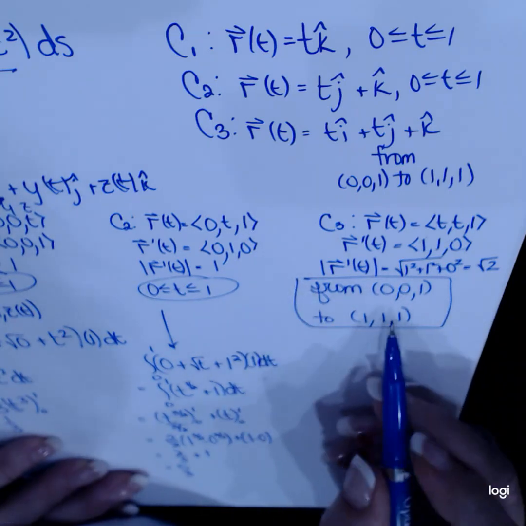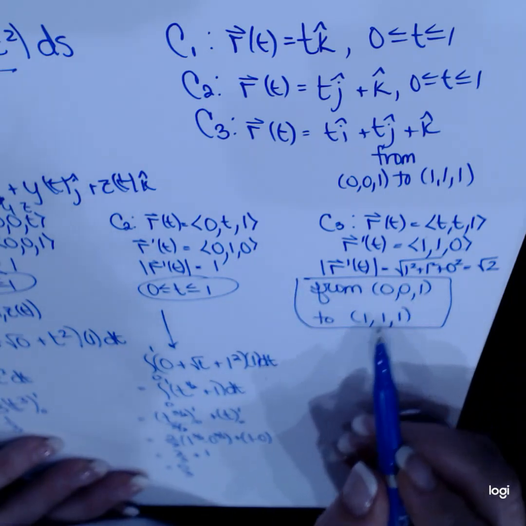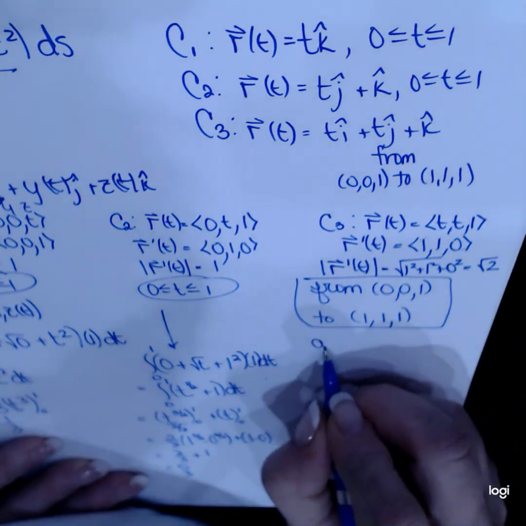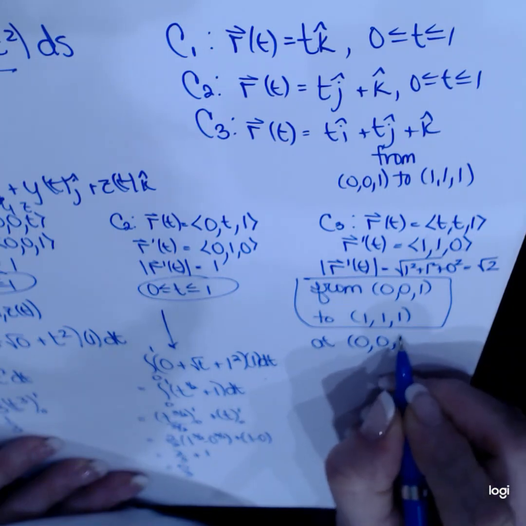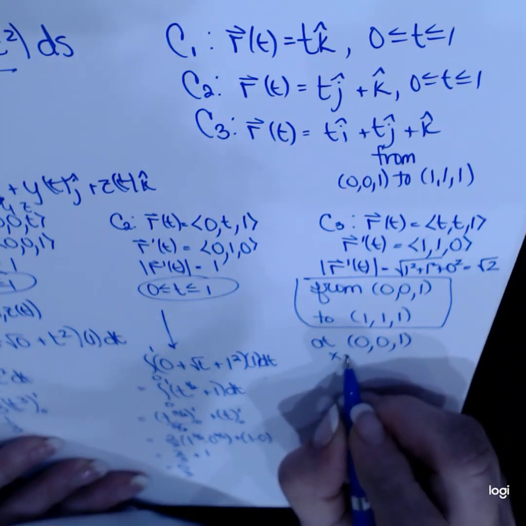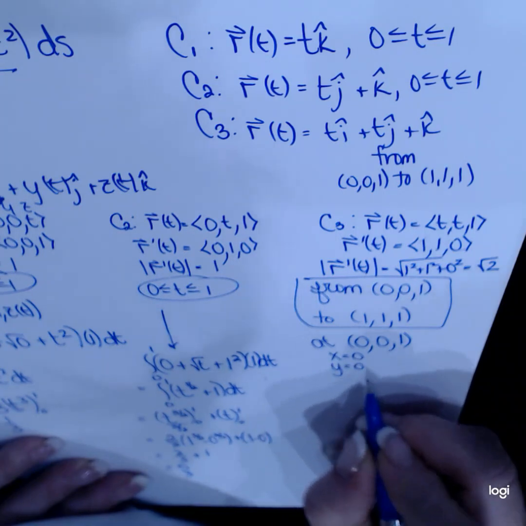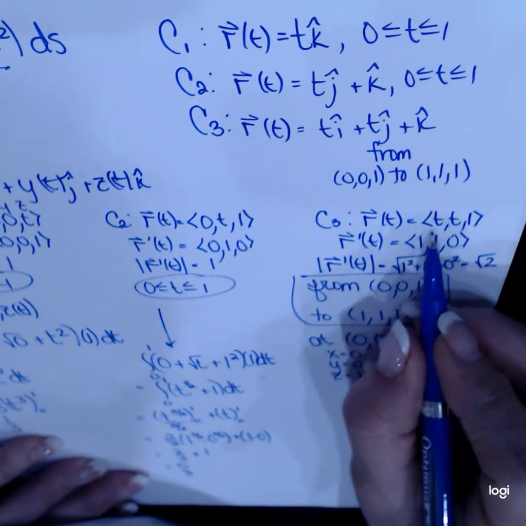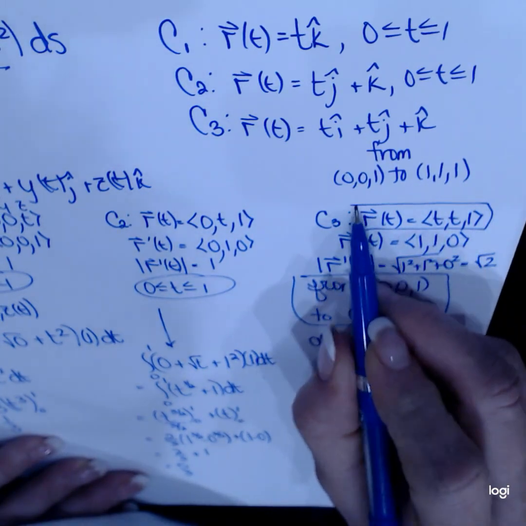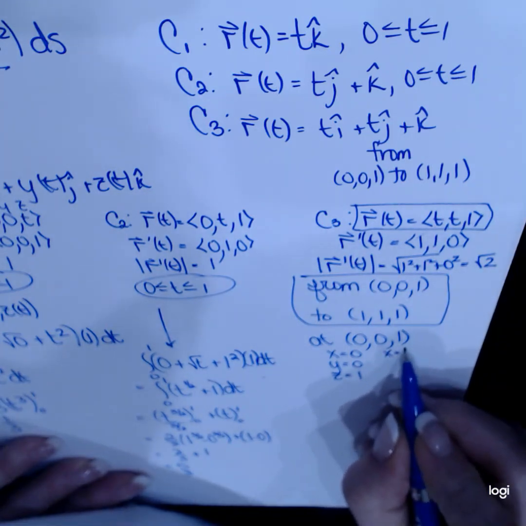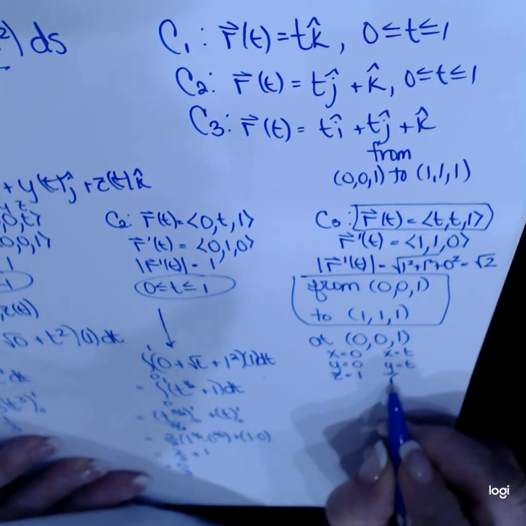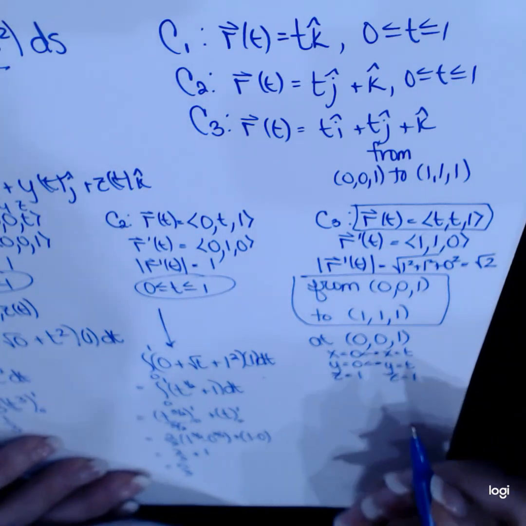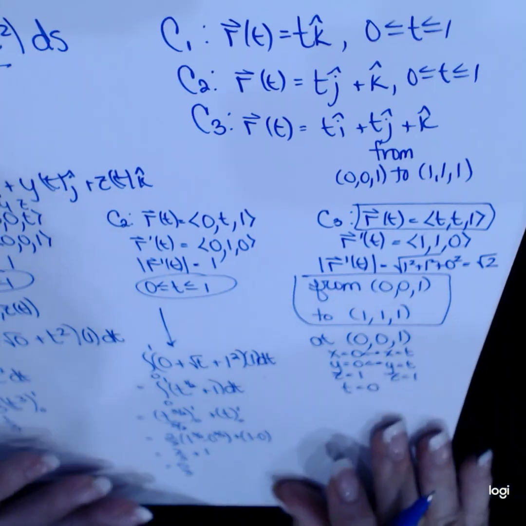I was told that I am going from the ordered triple 0, 0, 1 to the ordered triple 1, 1, 1. Well, let's see what this means. At the point 0, 0, 1, what this says is that x will be equal to 0, y will be equal to 0, and z will be equal to 1. If I go back to my definitions from my parametric equations, I know that x is equal to t, y is equal to t, and z is equal to 1. And so setting any of these equations equal to each other, I get that t is equal to 0.